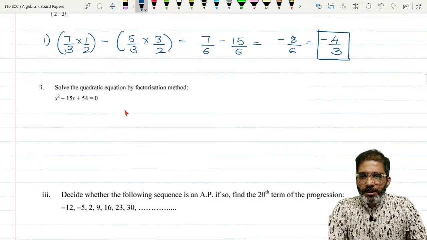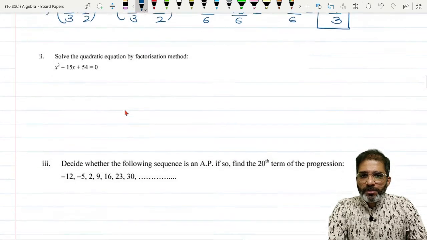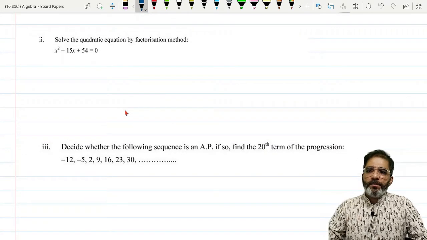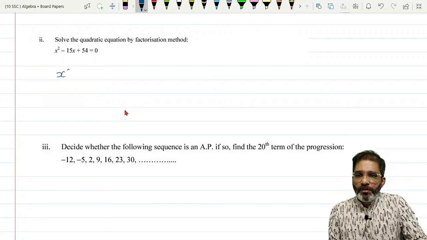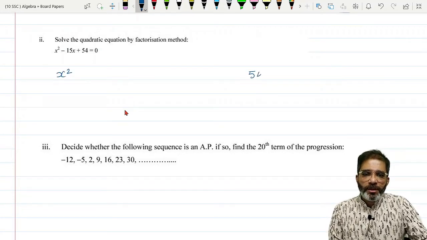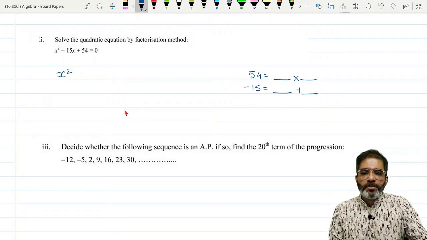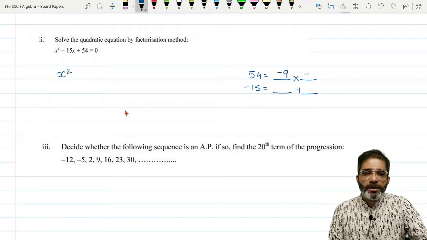Now the next is we have to solve the equation by factorization method. Okay, so we want two numbers. When you multiply, you get 54, and when you add, you get minus 15. Okay, so the two numbers are minus 9 and minus 6.